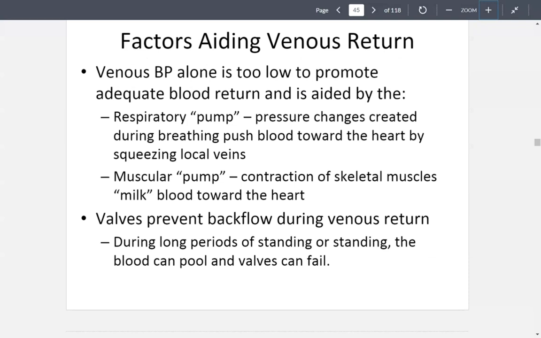There's going to be what's referred to as a respiratory pump. And basically, the respiratory pump is the change in internal pressure due to breathing. We're going to talk about that in physiology, the exact mechanism. We'll touch on it here.